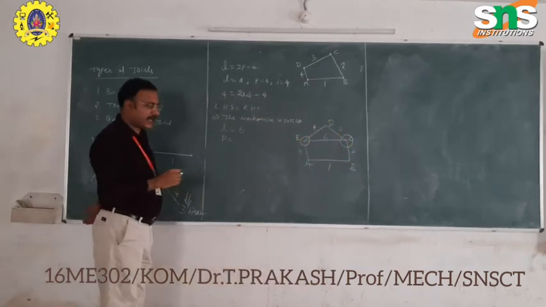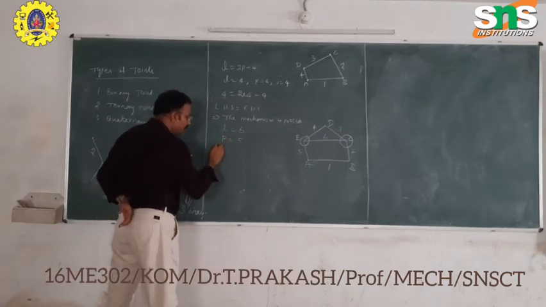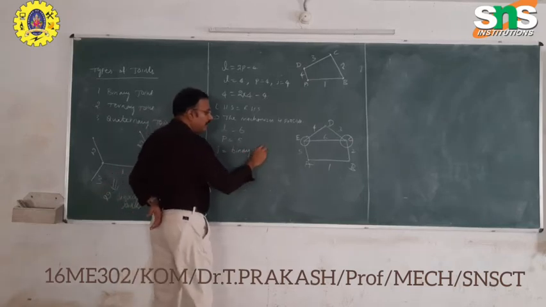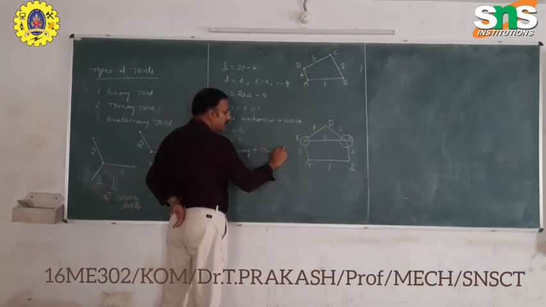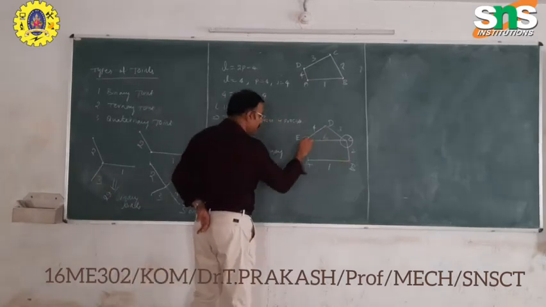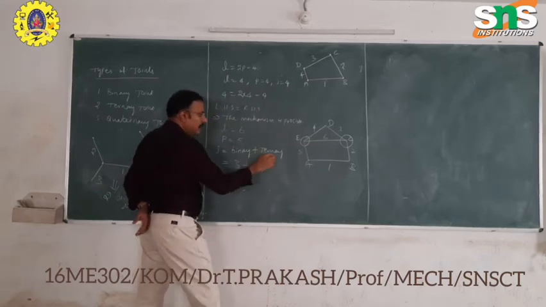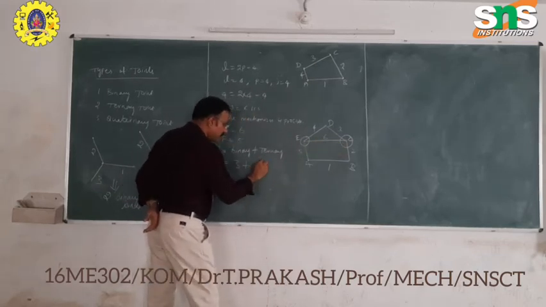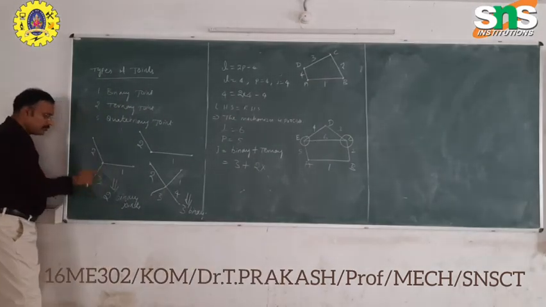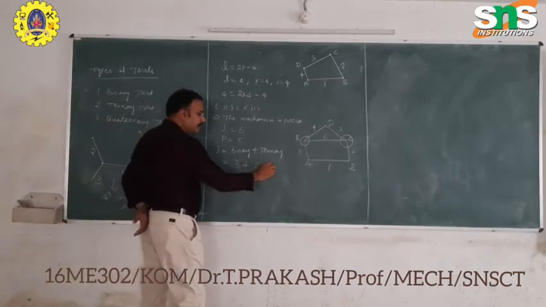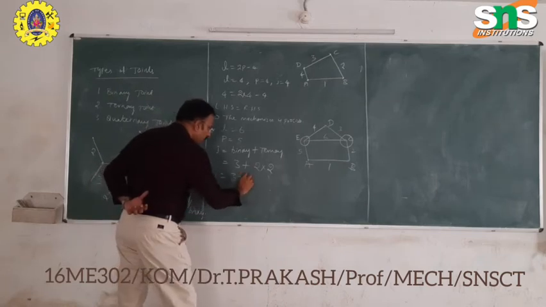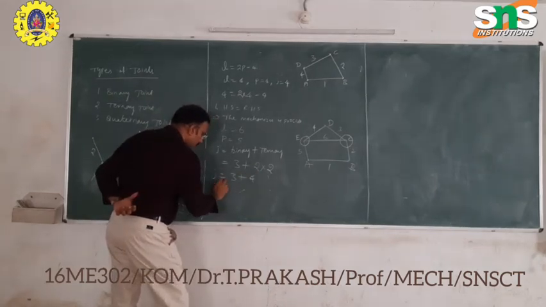The number of pairs is the same, but the number of joints is equal to binary joints plus ternary joints. We have to take the ternary joint into account separately. What are the binary joints here? 1, 2, 3 binary joints plus ternary. There are 2 ternary joints here, and 1 ternary joint is equal to 2 binary joints. Therefore, the number of joints will be equal to 3 plus 4. Number of joints equal to 7.